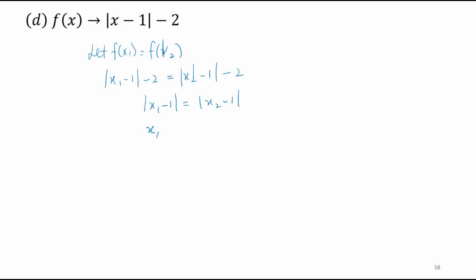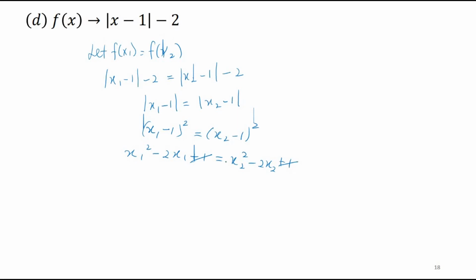So you square both sides, then you'll get (x1 minus 1) squared equal to (x2 minus 1) squared. So you have to expand this until you get x1 squared minus 2x1 plus 1 equal to x2 squared minus 2x2 plus 1. So you can simplify this. 1 minus 1, you'll get 0.